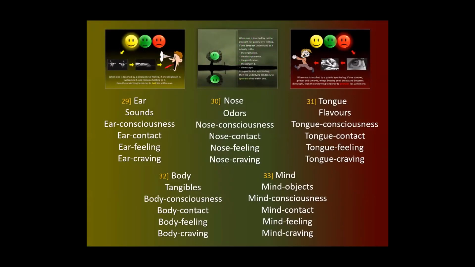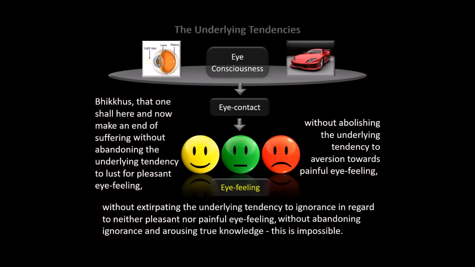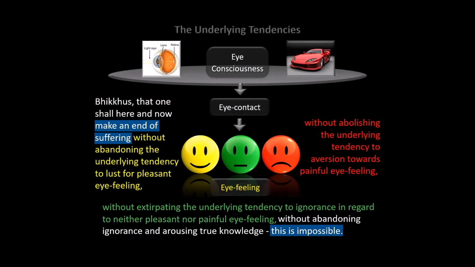So the same thing is repeated for the other five sets of six. And for each set, the Buddha tells us that it is impossible to end suffering if we do not abandon the lust, aversion, and delusion that arise in response to our feelings. Why? Because these three underlying tendencies act as fuel for craving. And as long as there is craving, there is dukkha, suffering.